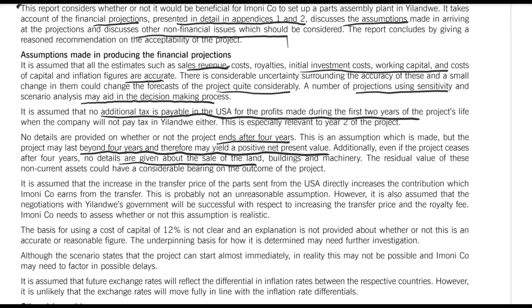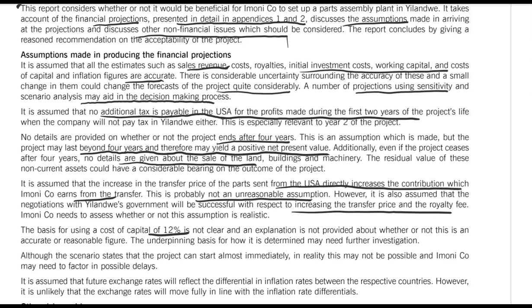It is assumed that an increase in transfer price of the parts sent from the USA directly increases the contribution. This is probably not an unreasonable assumption. However, it is also assumed that negotiation with the government will be successful with respect to increasing transfer price and the royalty fee. So we have taken the assumption that Imani company will become successful in negotiation with the Yilandwe government, that they will increase the transfer price from $200 to $280, and they will also increase the royalty from $20 to $36. So you have to write about this.